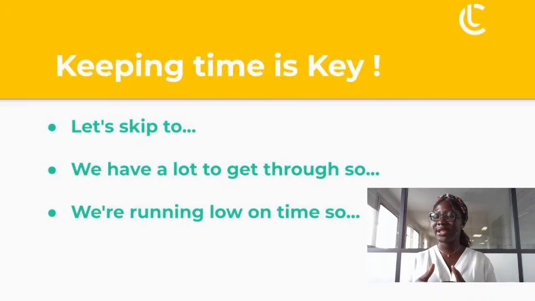If there are things, if there are words, if there is information that is not worth mentioning, we could skip them. So for example, let's skip to the next step of the meeting. We have a lot to get through. So when there are so many things to mention and you only have 1 hour, you have to manage your time very, very well. So we're running low on time. This is a phrase that's often mentioned during a meeting as well.